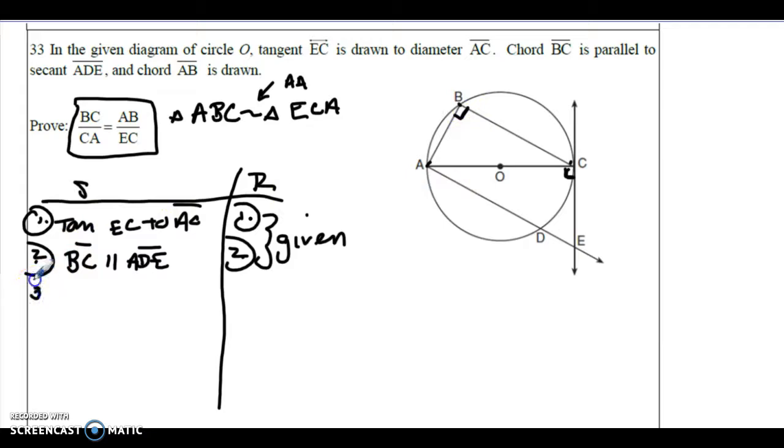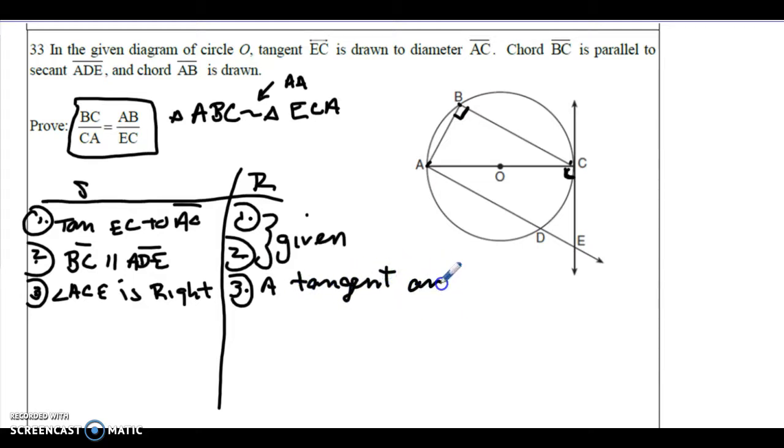So number 3 is going to be that angle ACE is right. Okay, so that's this angle I'm talking about. I know that's right because a tangent and a diameter, or radius, it doesn't really matter, are perpendicular. Okay, so statement number 4 is going to be about this right angle, and we know that's a right angle by Thales' theorem.